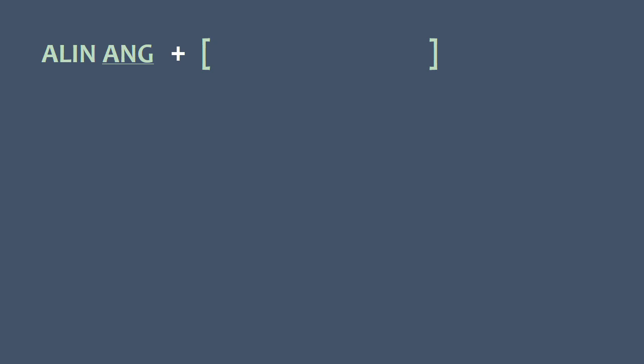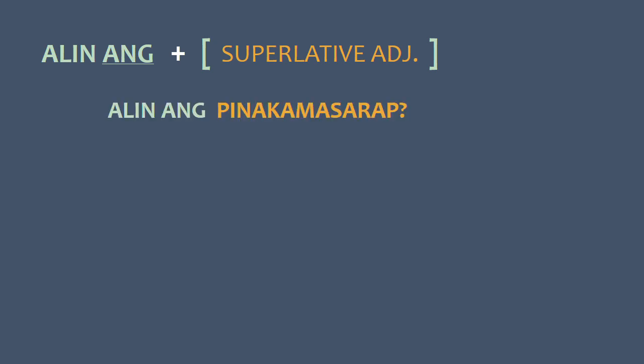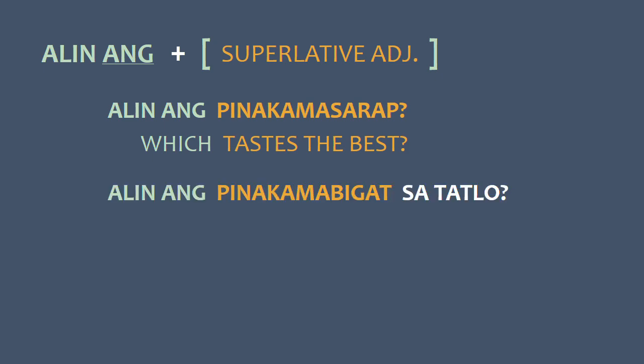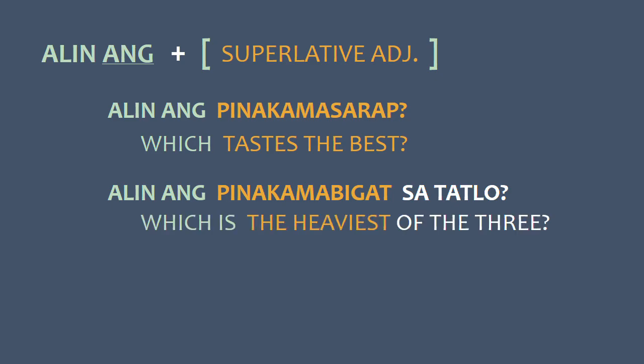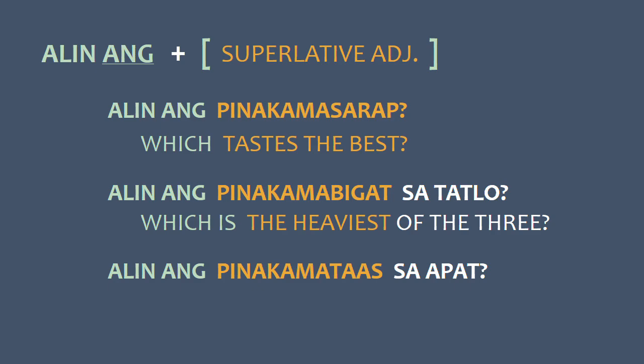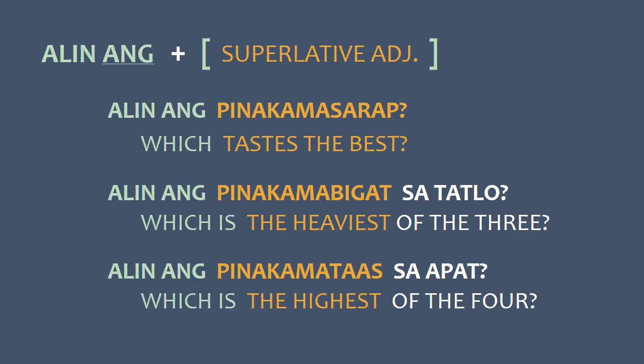Now, if we're comparing more than two things, we use superlative adjectives, correct? And it's the same. We just begin with alin ang and then the superlative adjective. Halimbawa, alin ang pinakamasarap? Which is the most delicious? Or which tastes the best? Alin ang pinakamabigat sa tatlo? Which is the heaviest of the three? Alin ang pinakamataas sa apat? Which is the highest among the four?